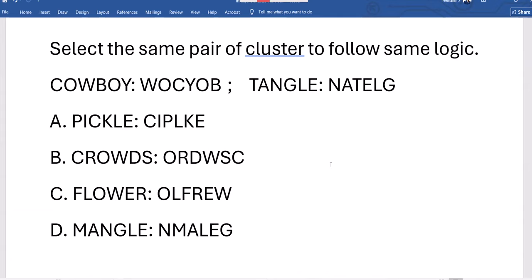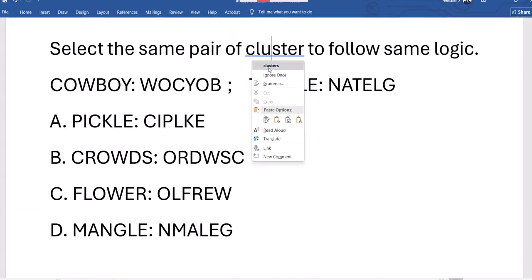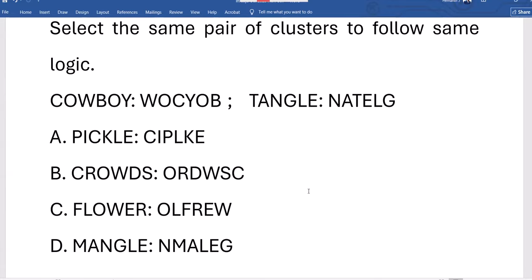This type of question they are giving in TCS also actually. Not only Infosys, TCS also will generally mention this type of question.